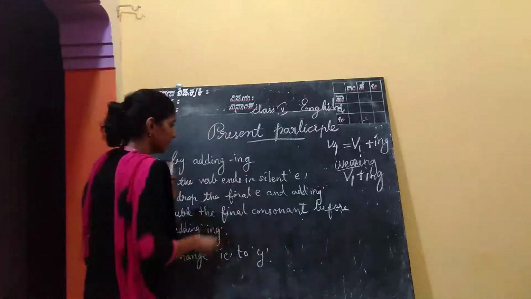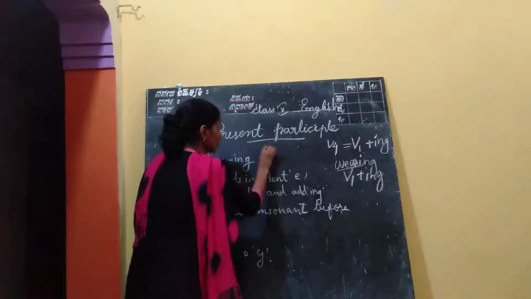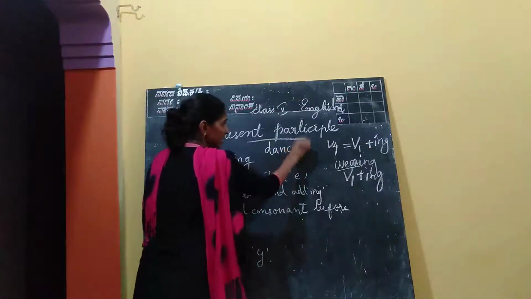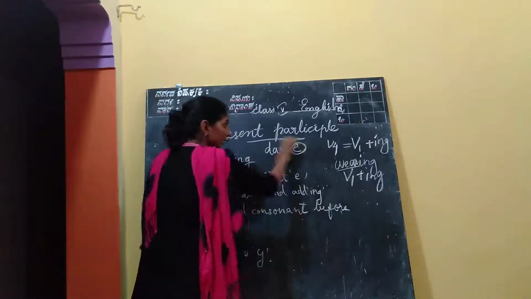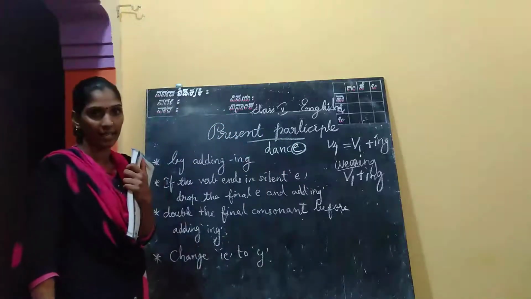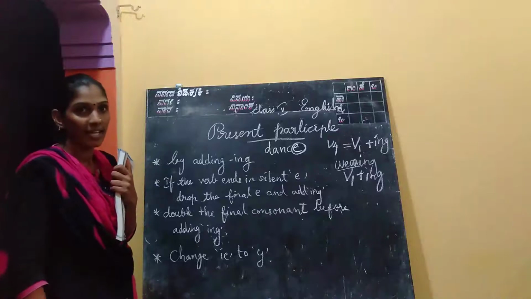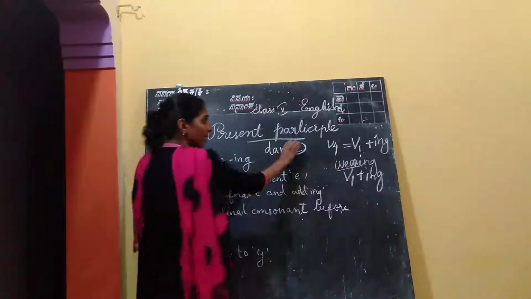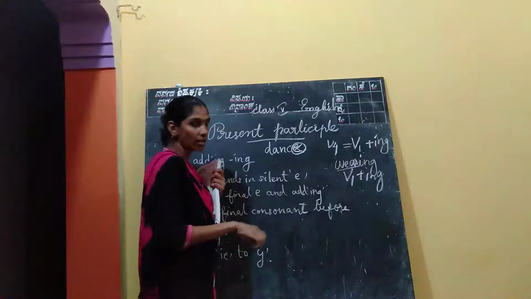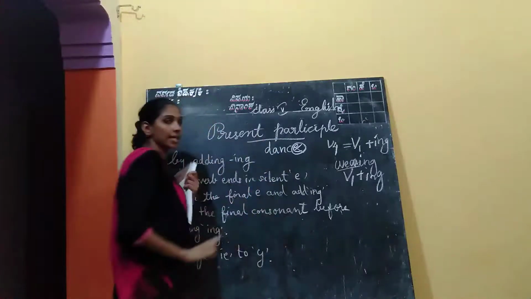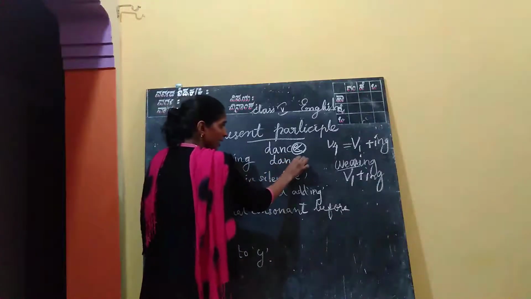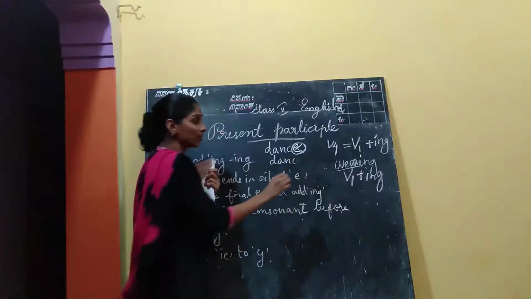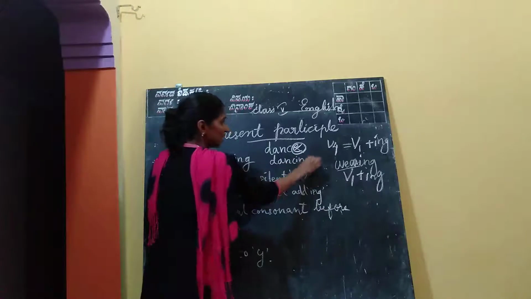Dance, D-A-N-C-E. Here E is silent in dance, so we are dropping this E letter. We are not going to use this E letter in V4. Then in the place of E, we can add ing to make the V4 or present participle.